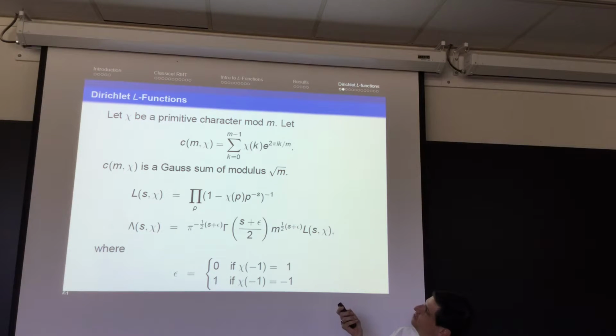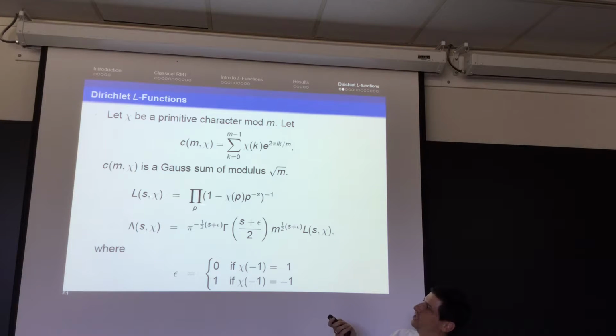Okay. So let's form an L function. So chi is going to be our character. We can look at these sums. These are Gauss sums. It turns out they're of size square root of m. There's lots of really nice proofs of this. The difficulty is not showing that it's the size square root of m. It's determining what is the sign in front of it. I'm not going to get into that now.